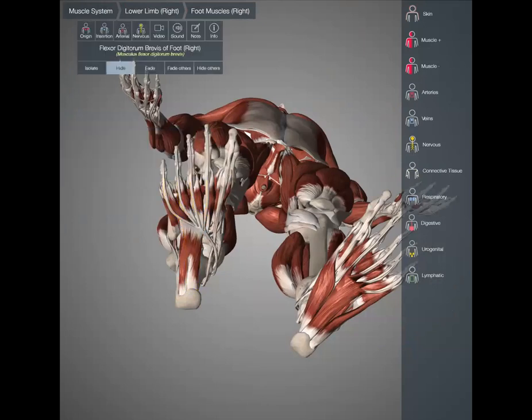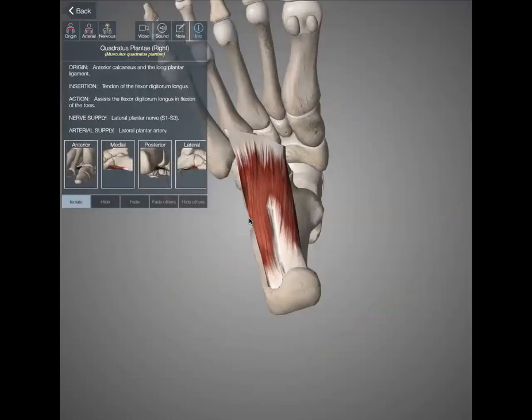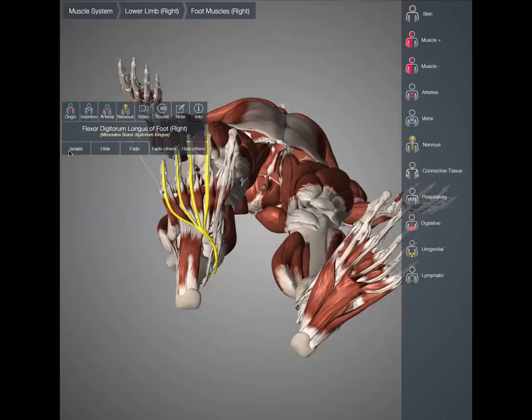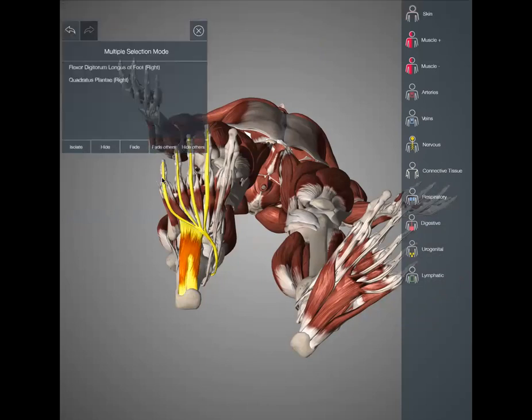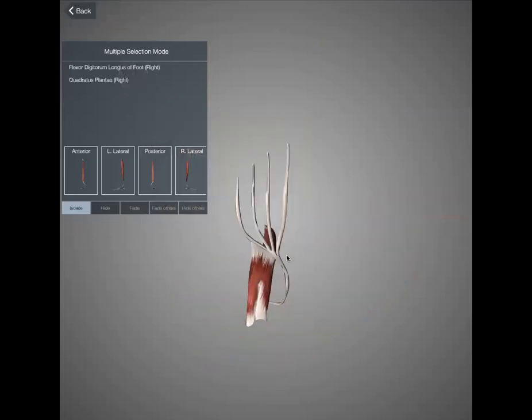Okay. The next layer is quadratus plantae. Quadratus plantae originates from the medial and lateral plantar surface of the calcaneus, here medial and lateral, and inserts to the tendon of flexor digitorum longus. So I will have to select the other one. Maybe it's this one. Multiple selection. And it inserts here onto the tendon, okay?